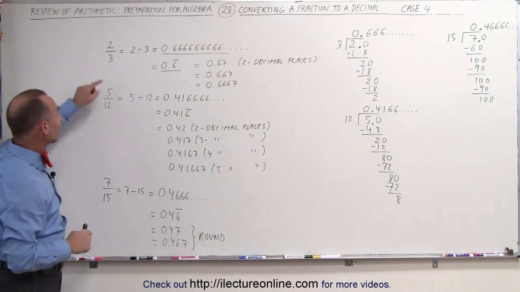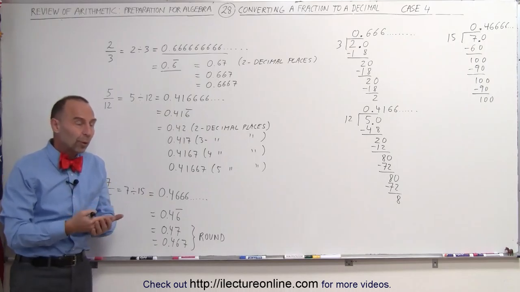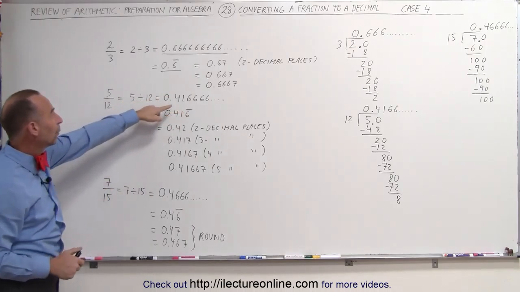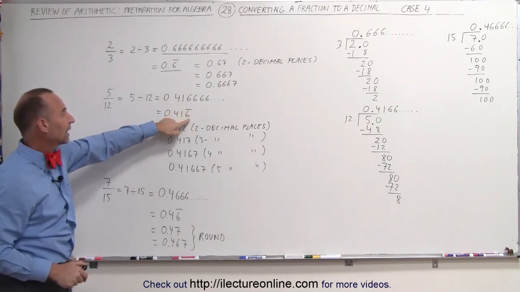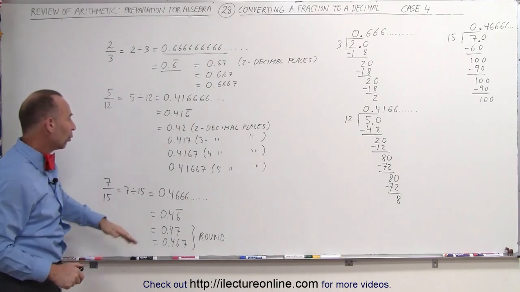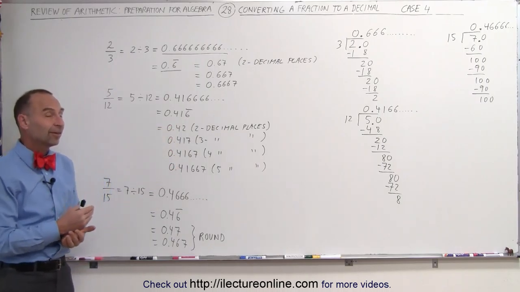So we can see that if the denominator does not evenly fit into 10, 100, or 1,000, and so forth, then you simply do a longhand division, and then when you get a repeating decimal, you have to indicate that this is repeating, either by using dots or by putting a line on top, or you round it off to the proper number of significant figures for your purpose. And that's how it's done.